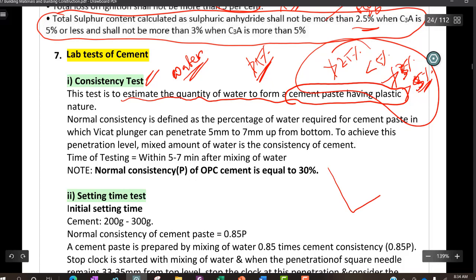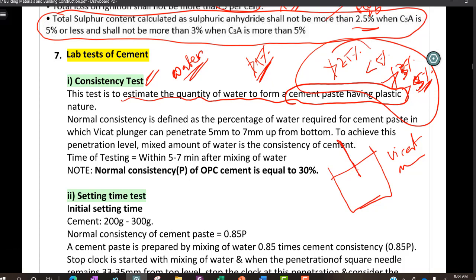In this you will have a Vicat apparatus. So basically there will be a needle. So you just have to let the needle go, and let us try to understand, you are adding water to this cement, right? Cement paste is forming. So in this cement paste, the needle will easily go inside. So if the needle is penetrating up to 5 to 7 mm from the bottom, then we will call it, okay, this water level is good enough. We will call it the water required to make my cement paste.